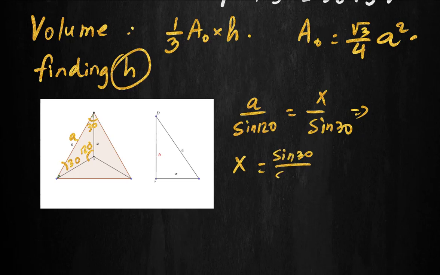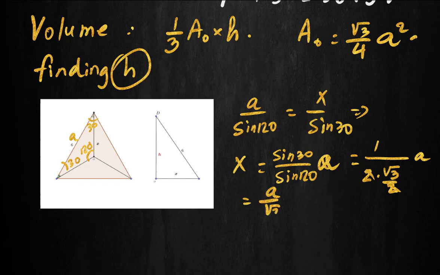So if we look at the left side, we can say a over sine 120 is equal to x over sine 30. That helps us find x. X is equal to sine 30 over sine 120 times a. So 1/2 divided by square root of 3 over 2 times a is equal to a over square root of 3. So that is the value of x.